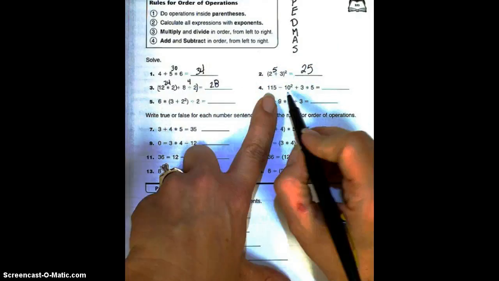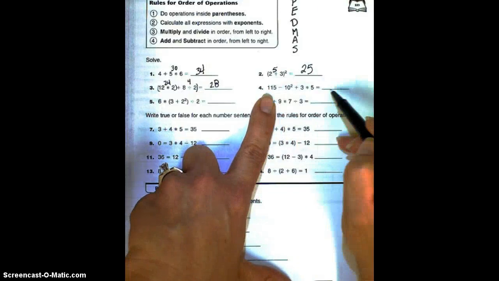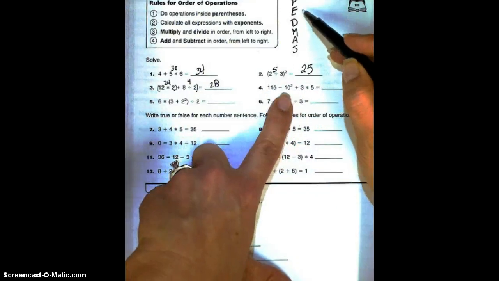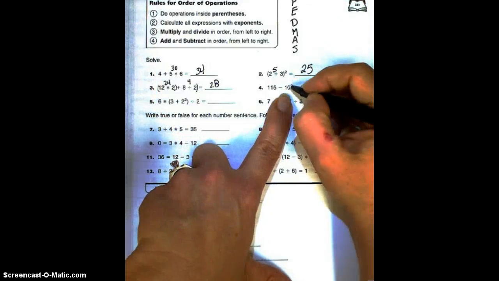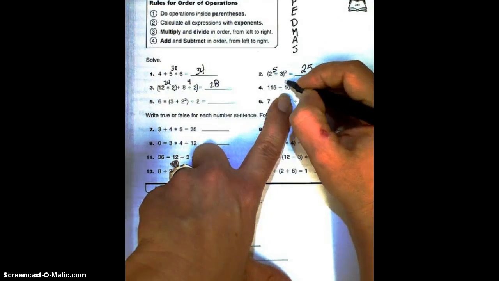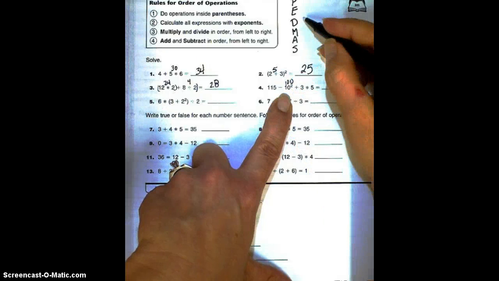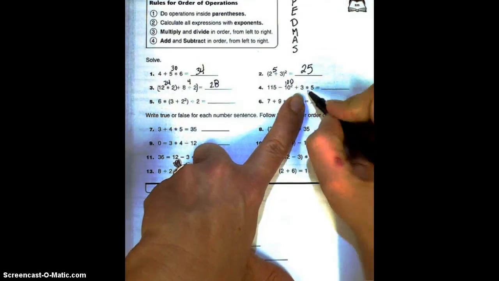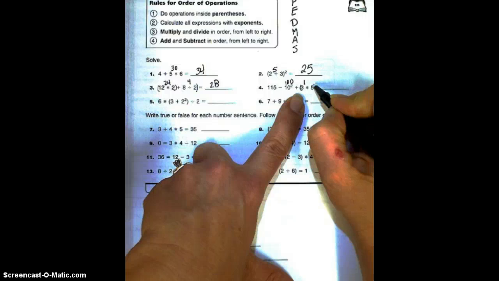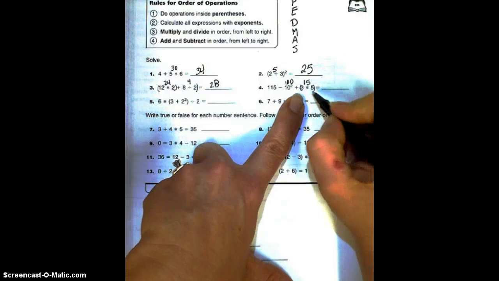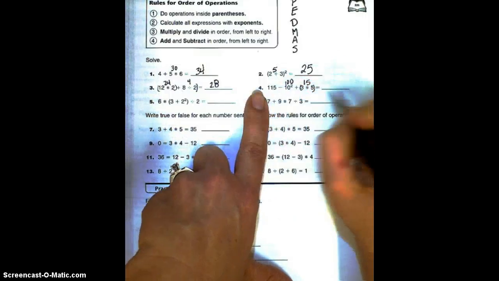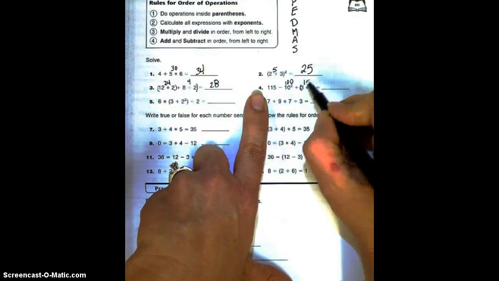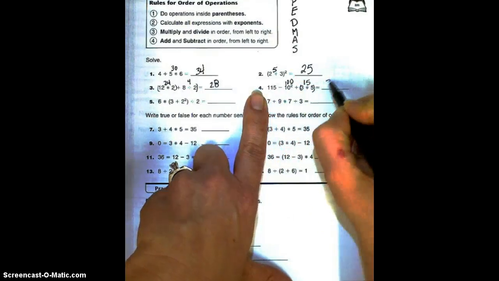Number 4, we're going to look, we'll start left, parentheses, there are none. Exponents, yep, there's one right there. 10 squared, that's the same as 10 times 10, which is 100. Any dividing? Nope, but there is some multiplying right here. So we've got 3 times 5 is 15. So 100 plus 15, but now we've got to do it in order. 115 minus 100 is 15, plus 15 is going to equal 30.